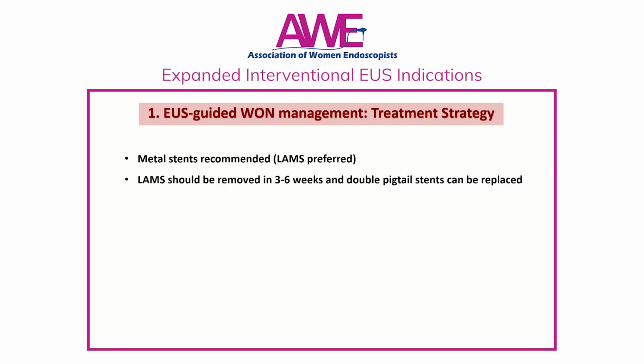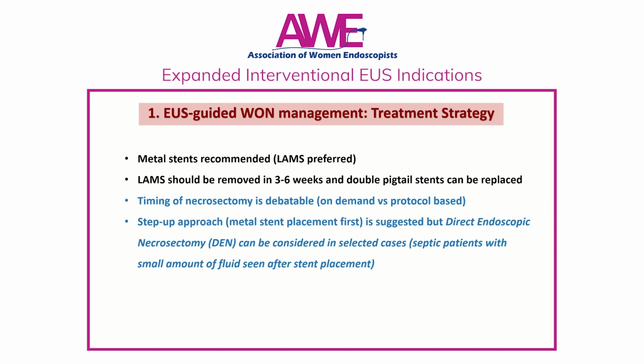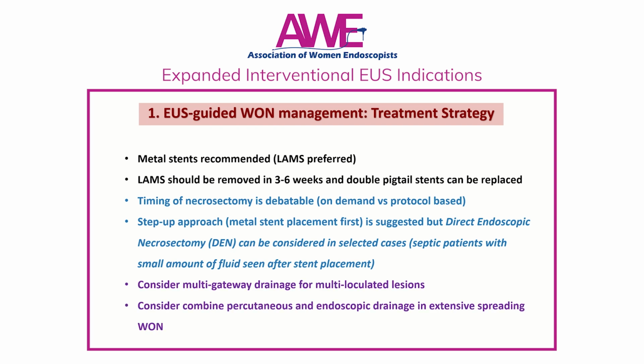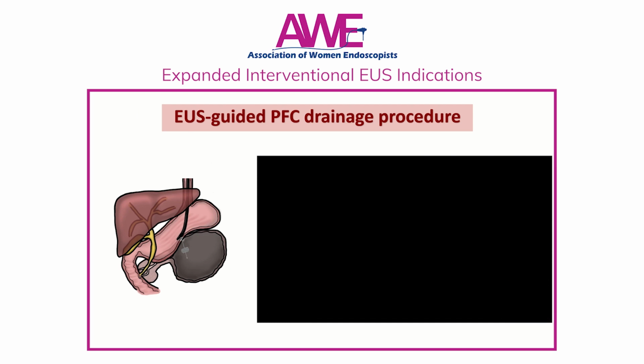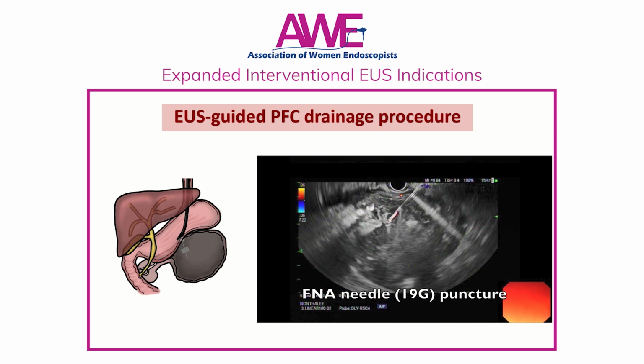Starting out with walled-off necrosis management, the treatment strategy includes the use of lumen-apposing metallic stents or LAMS. LAMS should be removed within 3 to 6 weeks, and double pigtail stents can be replaced. The timing of necrosectomy is debatable. A step-up approach is recommended, but direct endoscopic necrosectomy can be considered in selected cases. Multi-gateway drainage can be considered for multiloculated lesions, and combined percutaneous and endoscopic drainage should be considered in an extensively spreading lesion. Here is a video demonstrating walled-off necrosis drainage using a multi-step technique with cold Axios.